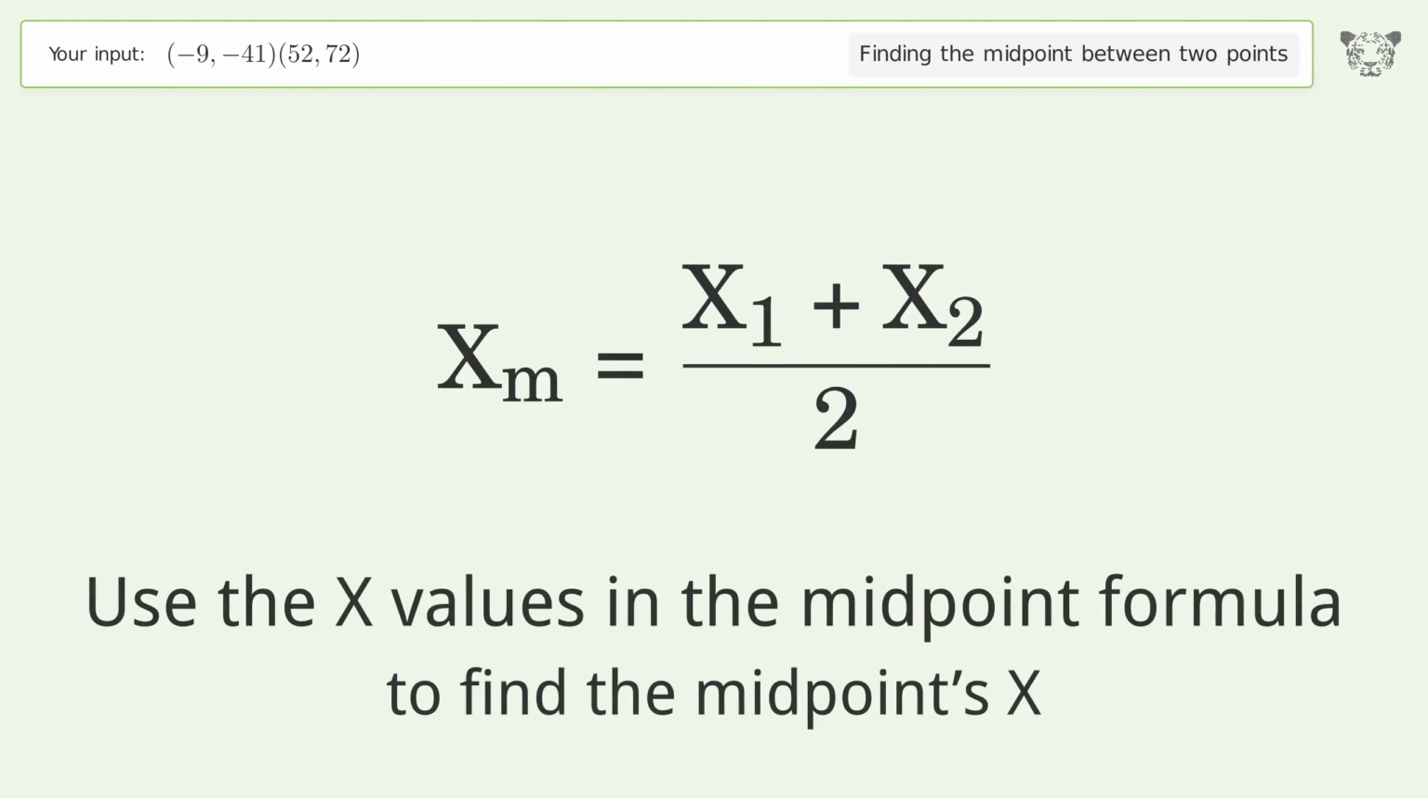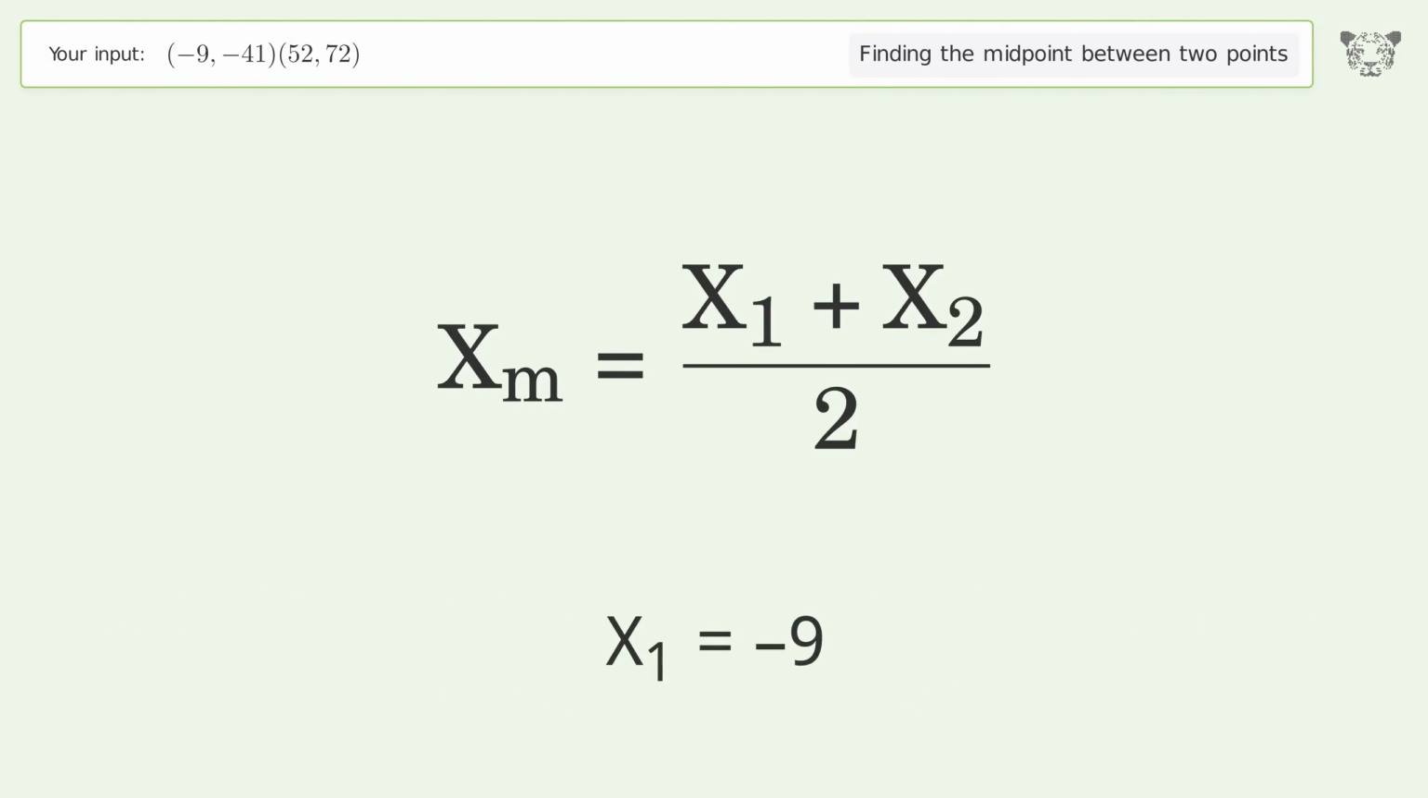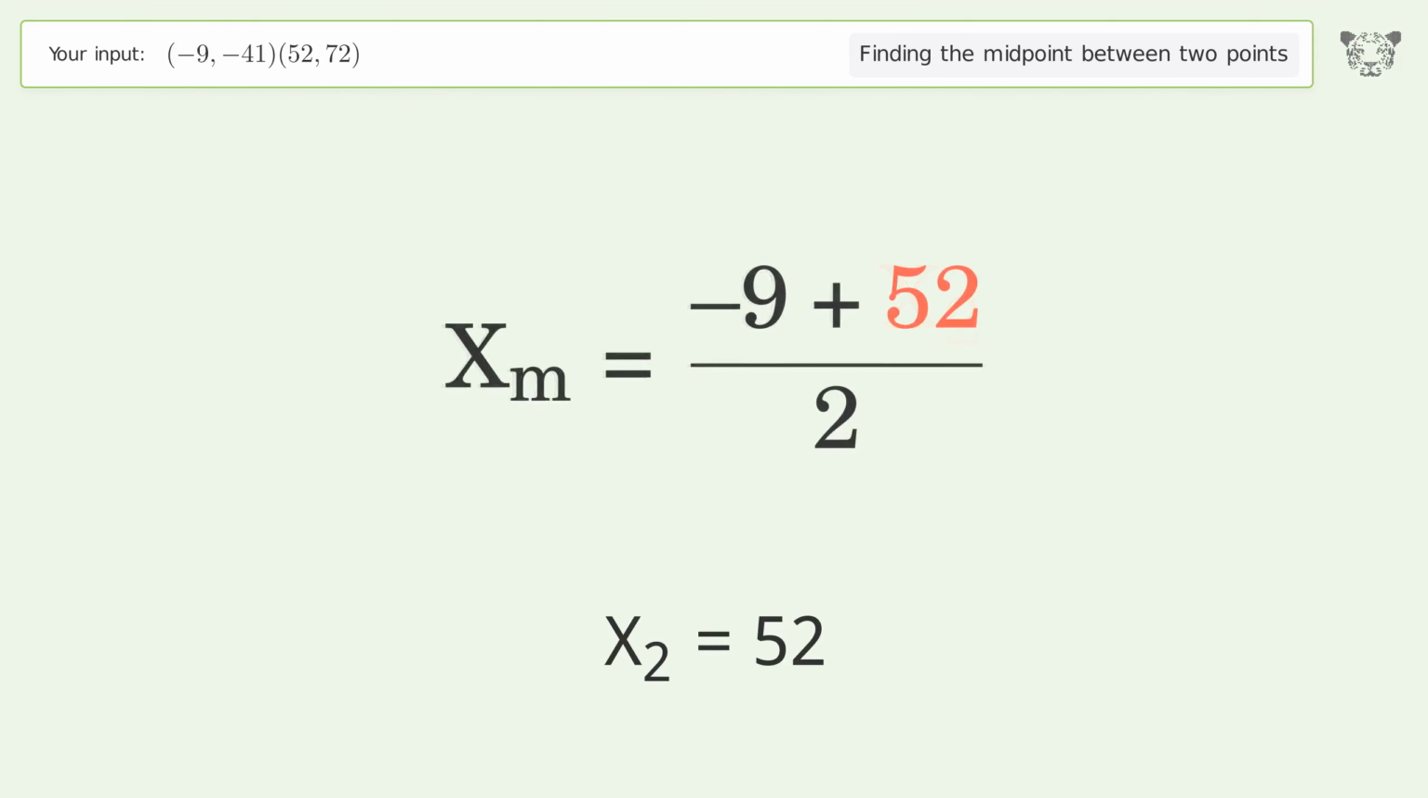Use the x values in the midpoint formula to find the midpoint's x. x1 equals -9. x2 equals 52. Simplify the arithmetic.